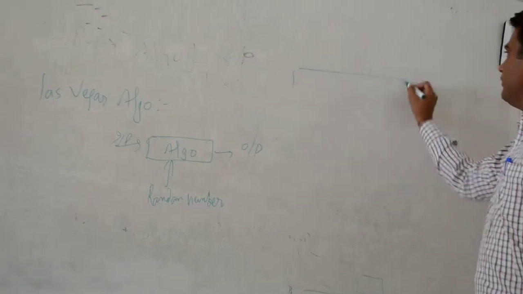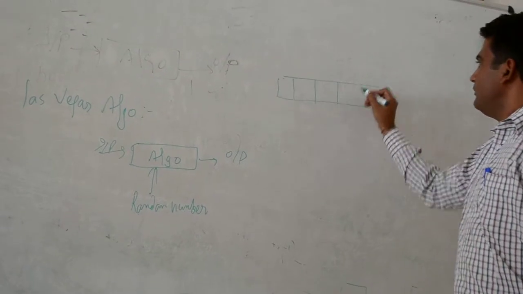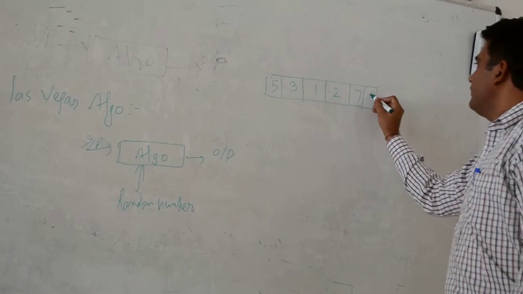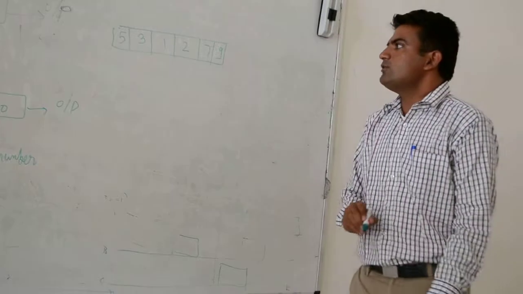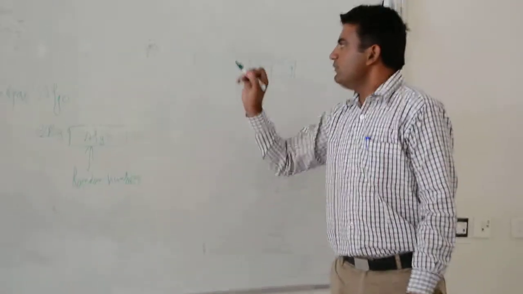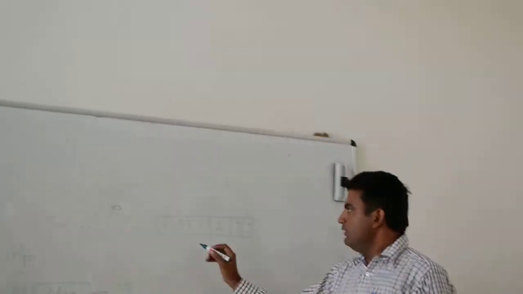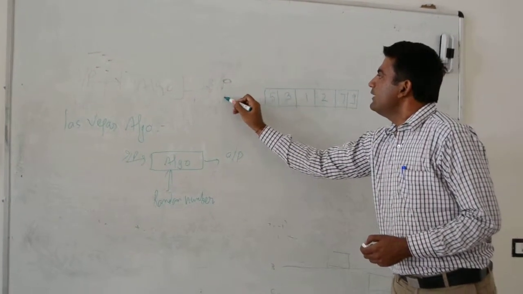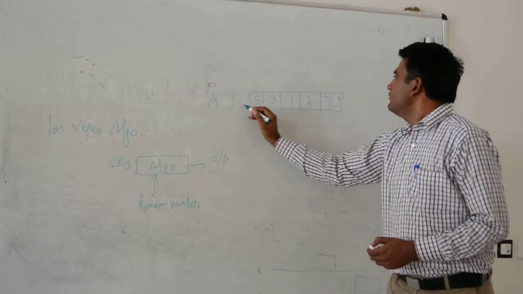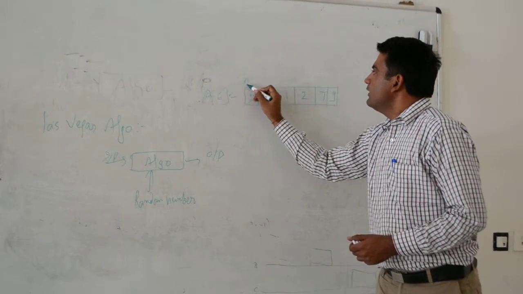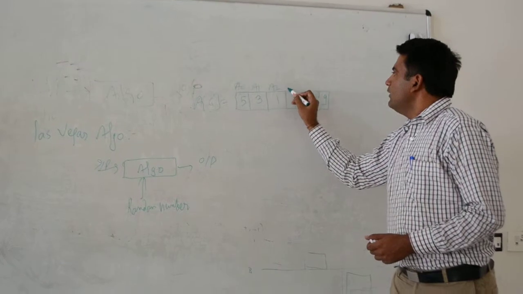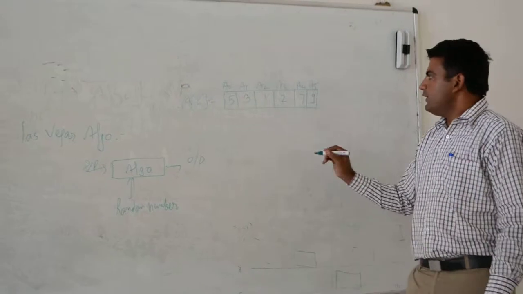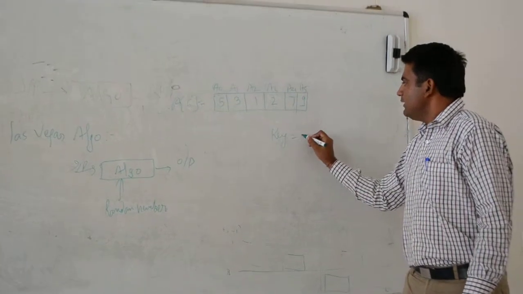Take the example of searching for a number. We have 5, 3, 1, 2, 7, 9, and let's suppose we need to search for a particular number. A deterministic algorithm means we start with the first number. So this is our array, of size 6, and these are the array locations A0, A1, A2, A3, A4 and A5. Suppose we want to search for a key number, let's suppose 2.